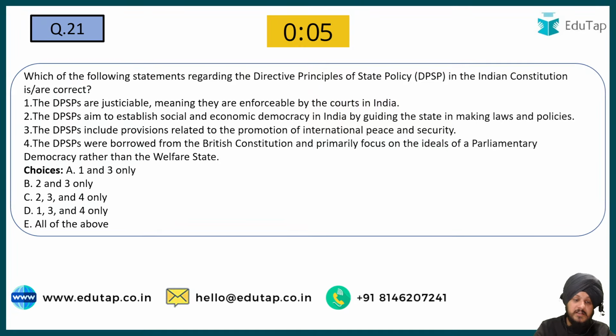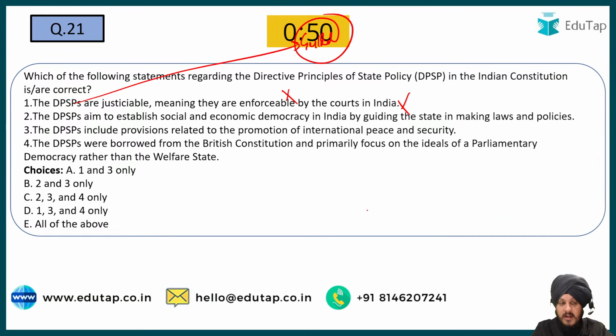So the first statement says that DPSPs are justiciable, meaning they are enforceable by the courts in India. ये तो गलत बात है, ठीक है, क्योंकि DPSPs we know they are just guidelines, right? And it is up to the states when they are going to implement it, but not enforceable by the courts. Courts force नहीं कर सकता, right? So that is the point. So ये तो इसको काट दो.